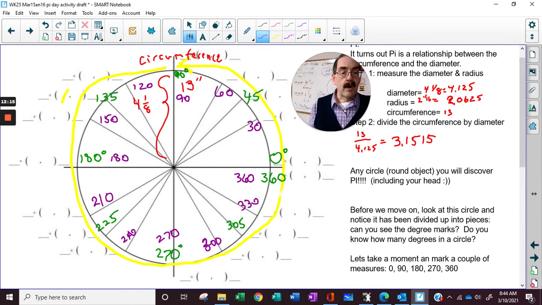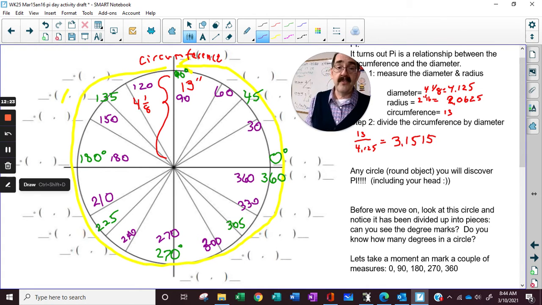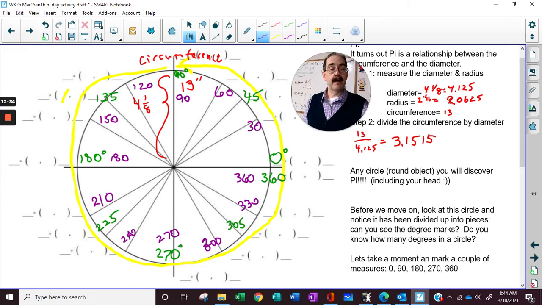Okay? Now, over the next few years, 2 years to be specific, we're going to end up filling out all of these little markings. But for today, we want to make sure that we know about pi and that the circle is divided up into angle measures, and that unit is called the degree.